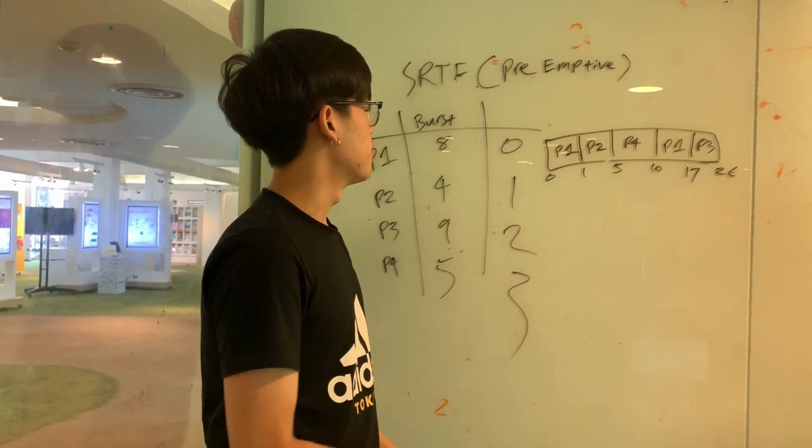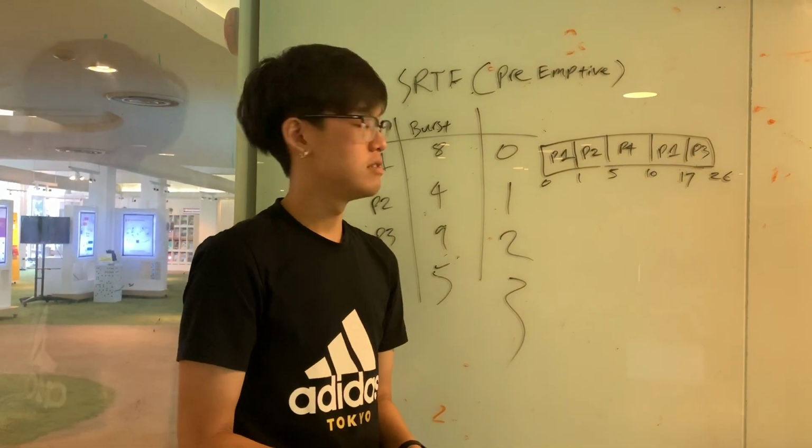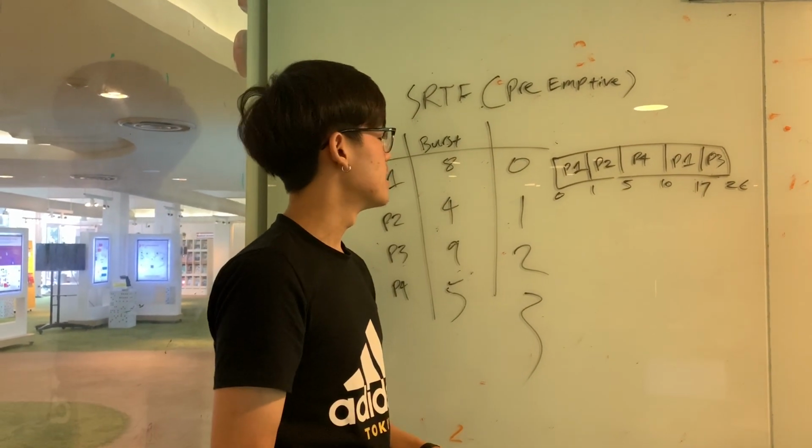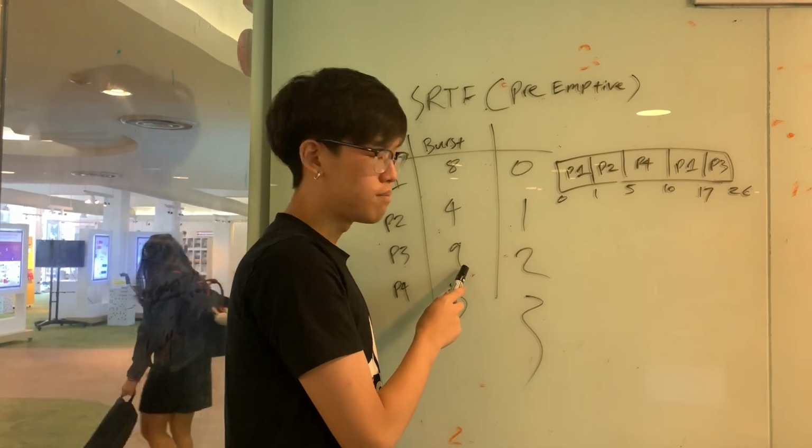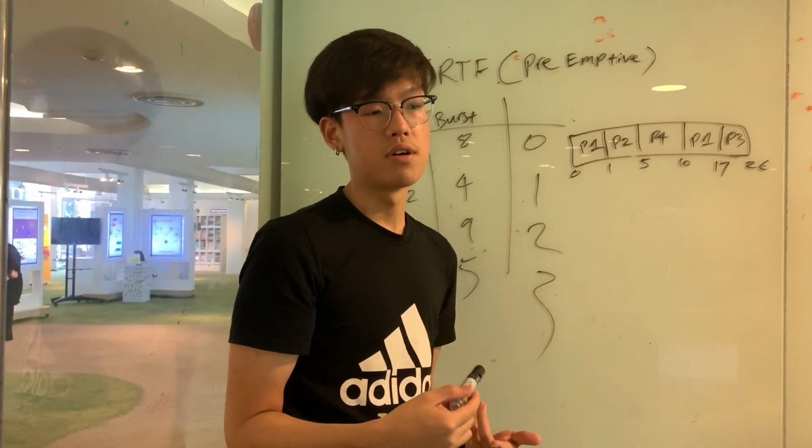Lastly, process 1 will be the next to execute, and it is only left with 7 bursts compared to 9. And after process 1 is done, process 3 will then take priority.